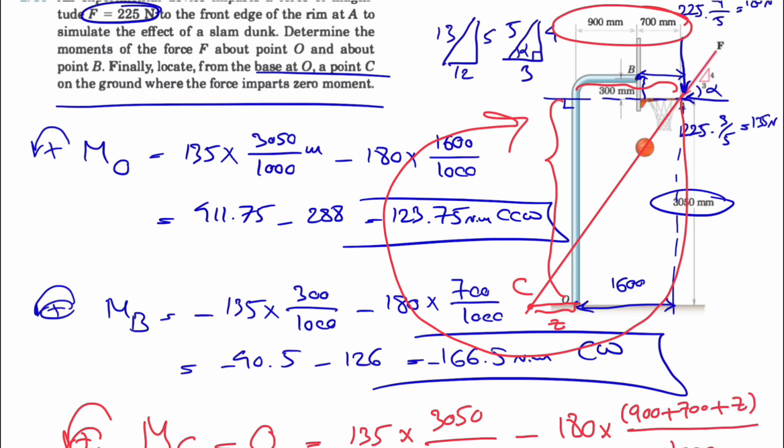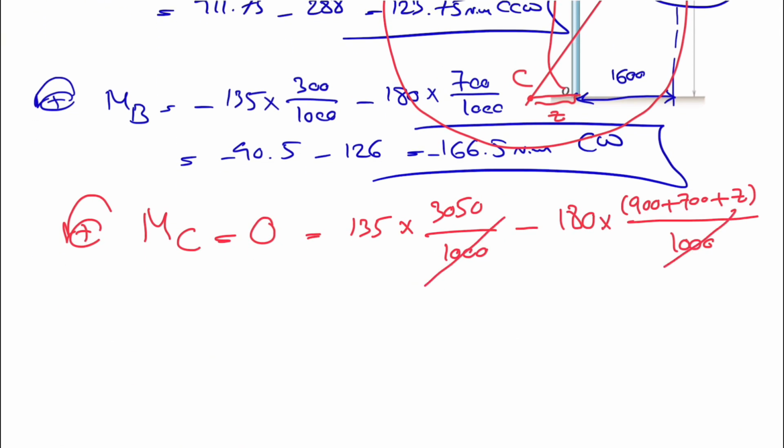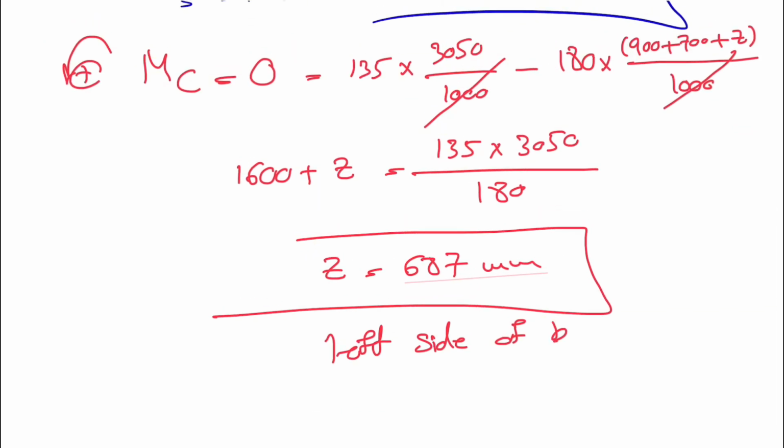So the distance is 900 plus 700 plus Z, all divided by 1000 to get it in meters. We can multiply this equation by 1000 to get rid of the 1000 in the denominator. At the end, we'll have 900 plus 700, 1600 plus Z, is equal to 135 times 3050 divided by 180. If we calculate this, we get 687 millimeters for Z, so it will be on the left side of the base at A. That would be the final answer for this question.